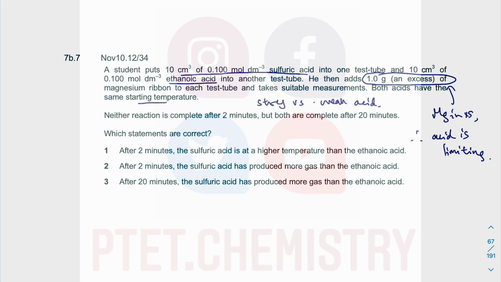Temperature is the same, so that is the control variable. If you have done practical chemistry before, in your A-level time, you will know what a control variable is. It's something that could affect the rate of reaction, but in this case I'm not investigating temperature, I'm investigating the different acid, strong versus weak acid. So I need to make sure this variable is the same, so that's our control variable being kept constant.